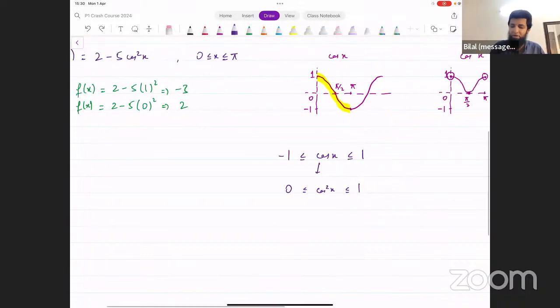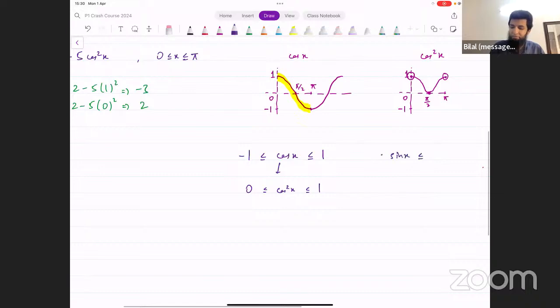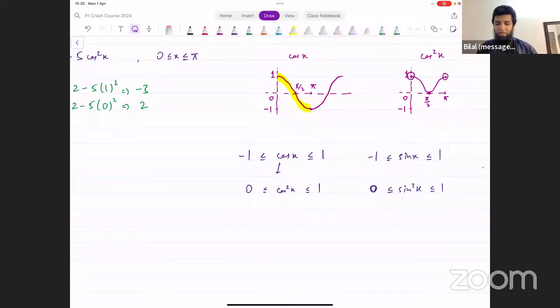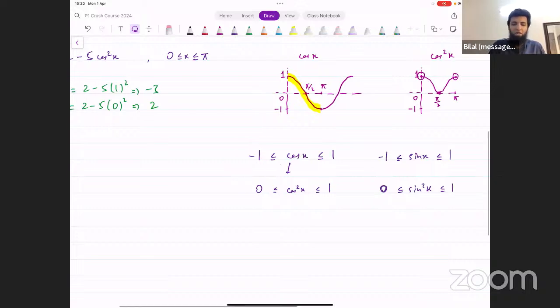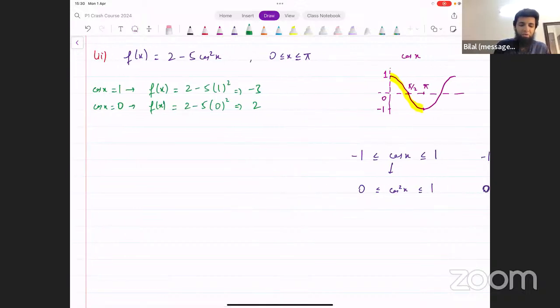And it's the same for sine as well. For sine x as well, you would use minus 1 to 1 if it's one complete cycle. And for sine square x, if it's one complete cycle, you would use 0 to 1. If it's not a complete cycle, then you have to look at the graph and see what's happening. But if it's a complete cycle, then this is all that you have to do, input these values. So for cos square x, for instance, all you have to do now is input cos square x equals 1, input cos square x equals 0, and see the values that you get from that. You're getting minus 3 here and 2 here. So what's the range of this function then?